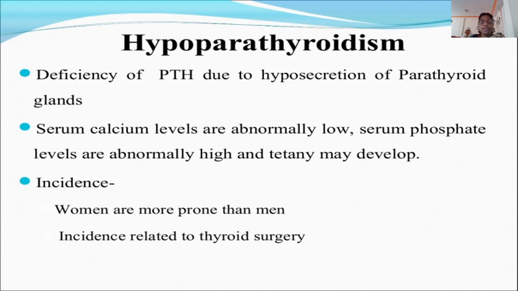This is about hypoparathyroidism. What does hypoparathyroidism mean? Deficiency of the parathyroid gland secreting low levels of PTH, or deficiency of PTH, may lead to hypoparathyroidism. In hypoparathyroidism, in our blood there is low serum calcium and high serum phosphate. Because of that we get tetany. Women are more prone to get it than men, and persons who underwent thyroid surgery will get hypoparathyroidism.